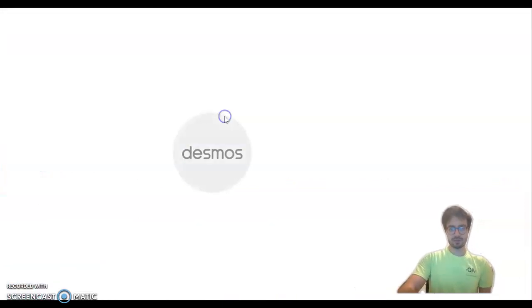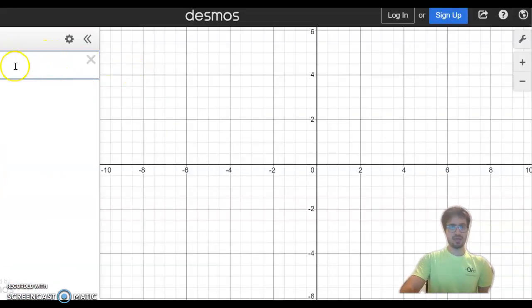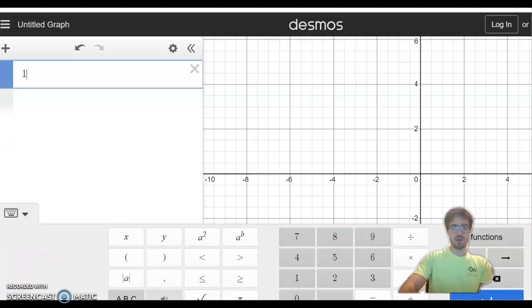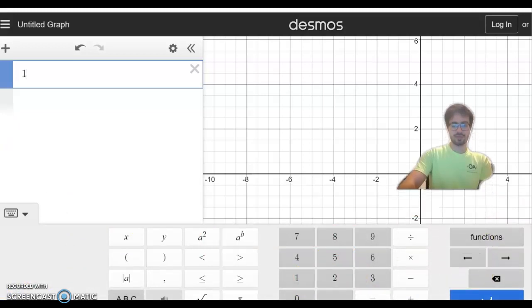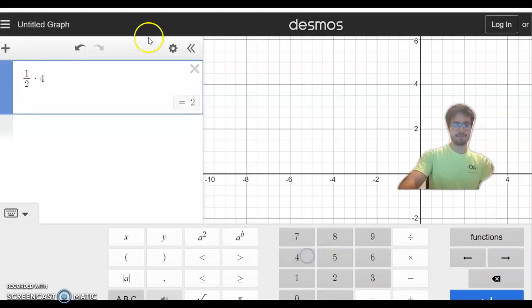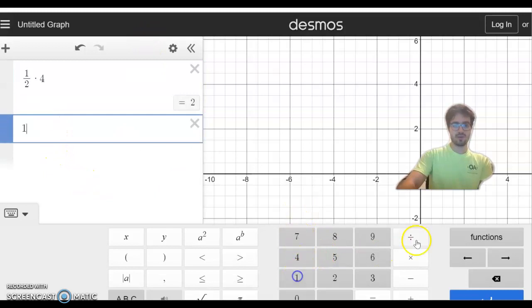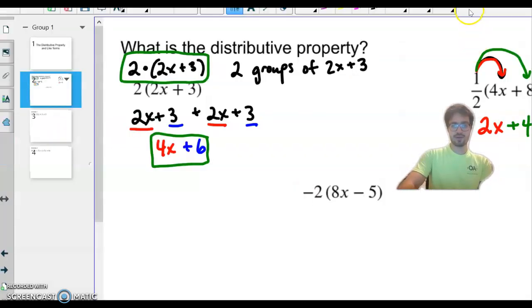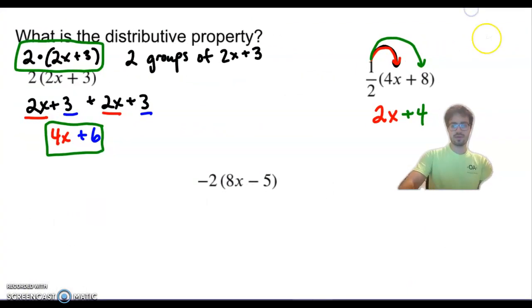We're going to go to Desmos. One second, let me move this so you see. I can put in here 1 divided by 2, which gives me 1/2, times 4, and that gave me the 2. 1/2 times 8, that gave me 4. So now if we go back to our notes, we can see that we have 2x plus 4.